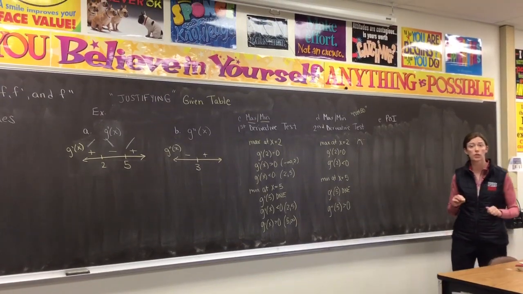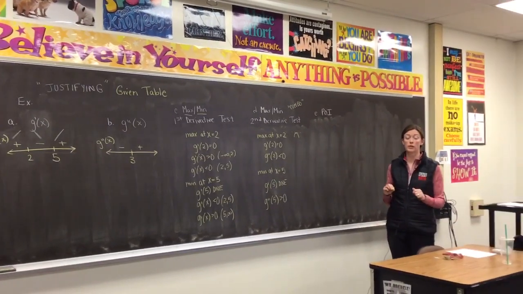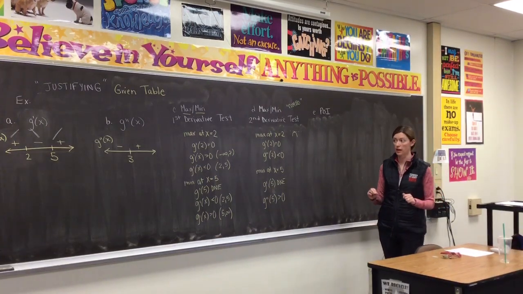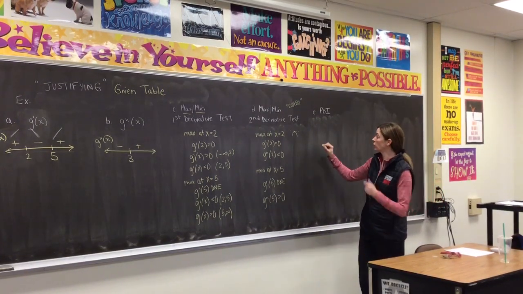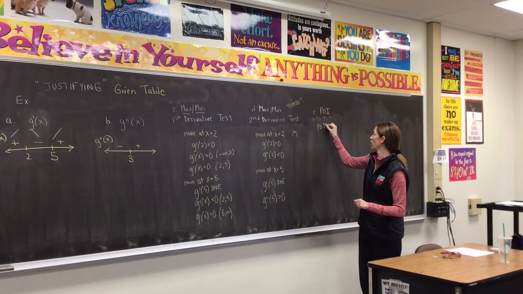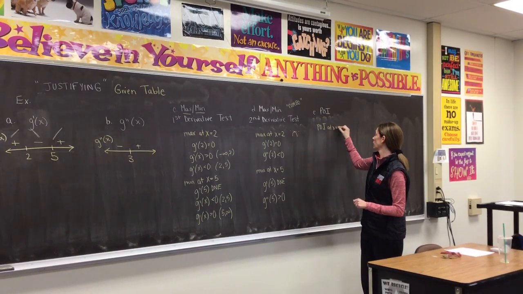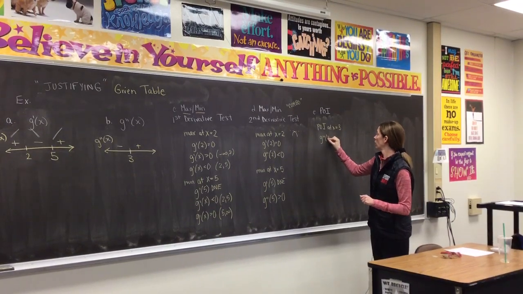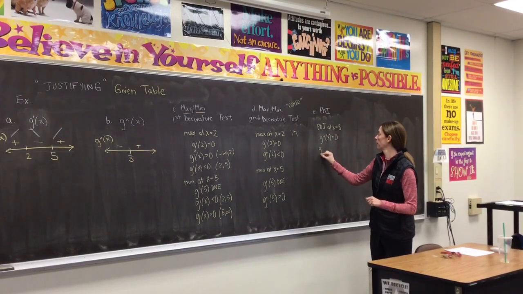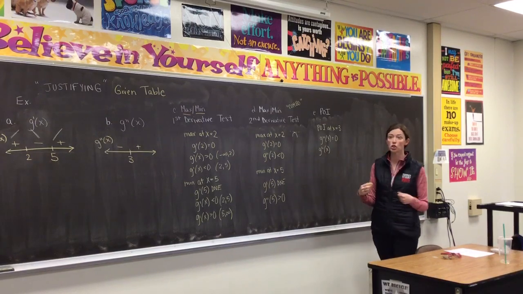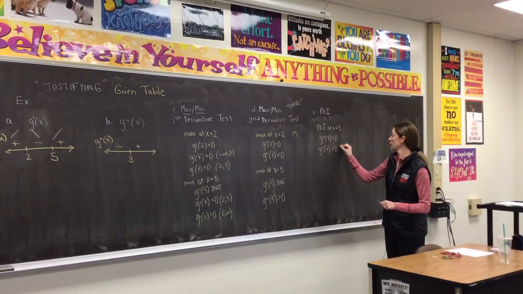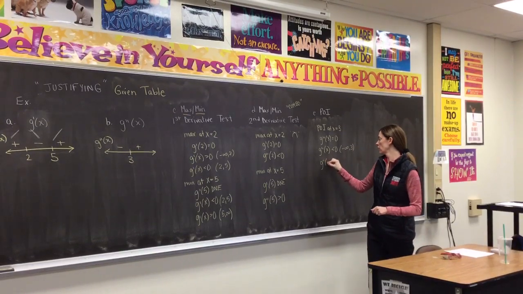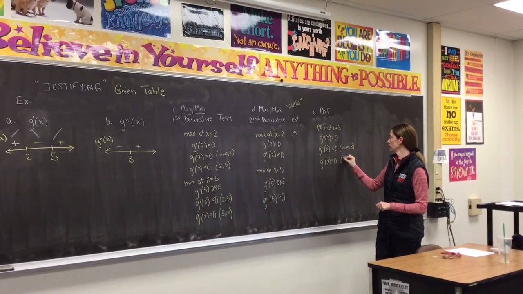Last but not least, we're going to justify our point of inflection. Points of inflection come from the second derivative, and it changes signs. That happens at 3. So I feel pretty confident that I have a point of inflection at x equals 3. My second derivative was equal to 0. My second derivative in general was less than 0 to the left and greater than 0 to the right.